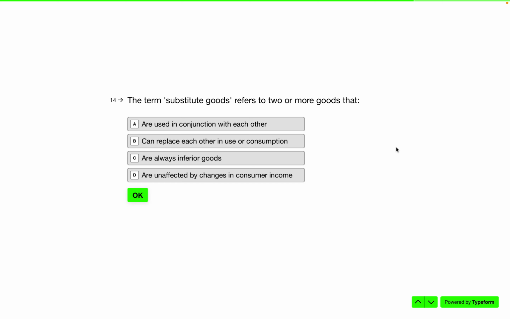The term substitute goods refers to two or more goods that can replace each other in use or consumption.